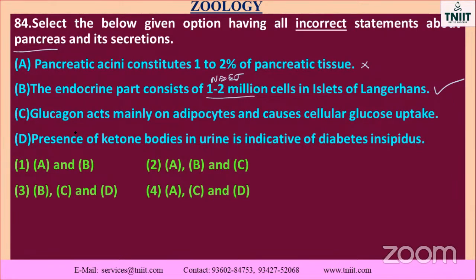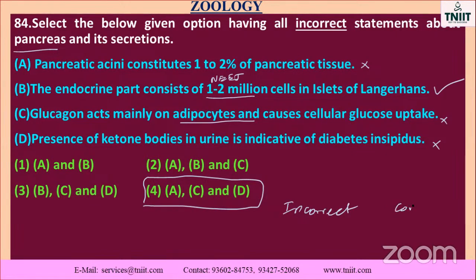Glucagon acts mainly in the adipocytes and causes cellular glucose uptake. No. Gluconeogenesis, glycogenolysis, that process it will not take. Presence of ketone bodies in urine is in diabetes insipidus. These are also three. So which one is the wrong statement? A and C and D. So the last one is the correct option. Okay, so this one is the right option.